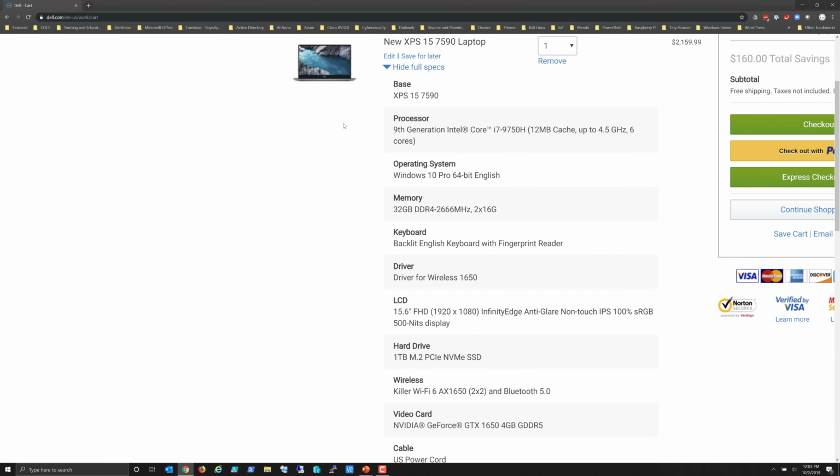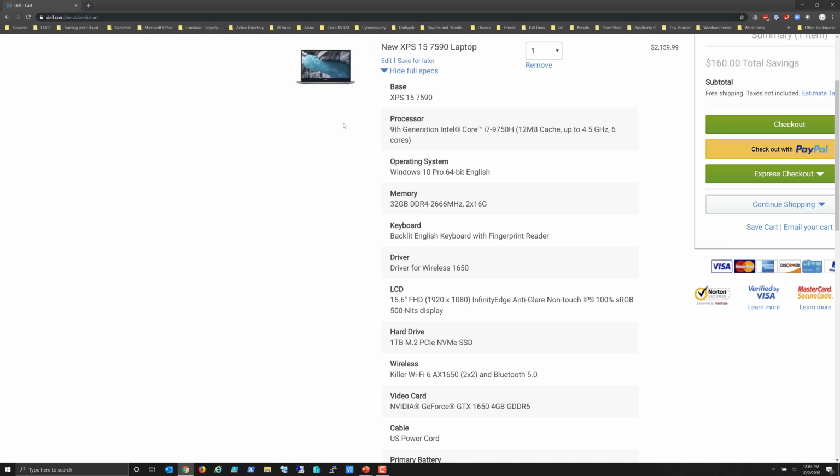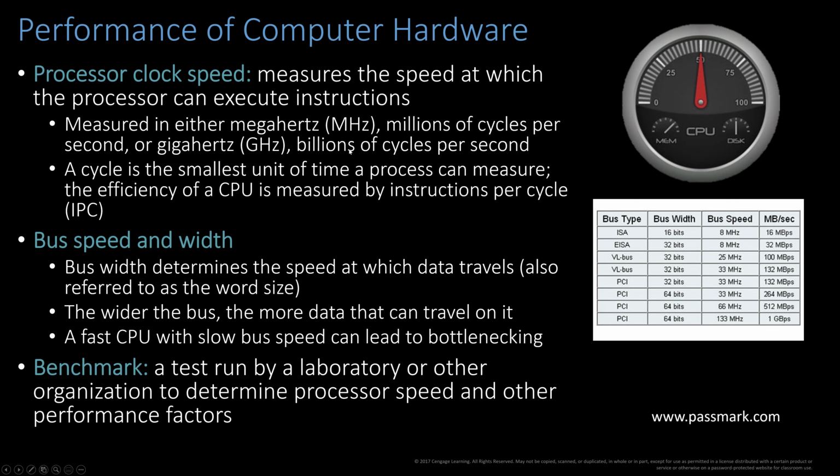So what we're looking at here is what's called a Dell XPS 15 7590. This is a fairly new high-end Dell laptop computer. As you can see, it comes with Windows 10, 64-bit, but what we're focusing on is the processor. This is a 6-core processor, folks, and each core has 12 megabytes of cache. We talked about that being its memory, and up to 4.5 gigahertz in speed. So that's what we're talking about. That's 4.5 billion, with a B, processes per second, 64 bits every time it processes.